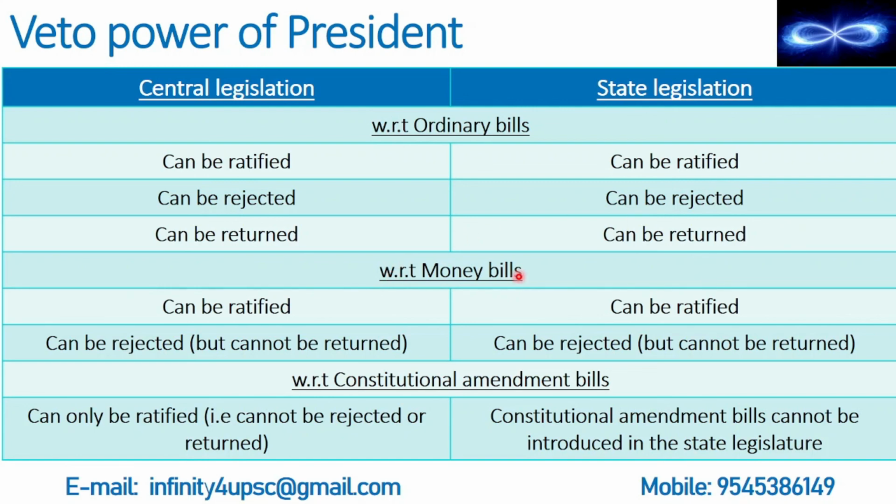Second, money bill. Here, he cannot return the bill, he can ratify it, he can reject it. Same goes for a bill which comes from state legislature to the president. He can ratify it, that is accept it, he can reject it but cannot return it. Constitutional amendment bill, he can only ratify it, cannot reject it and cannot return it. We have already seen that it was mandated by the 24th Constitutional Amendment Act.